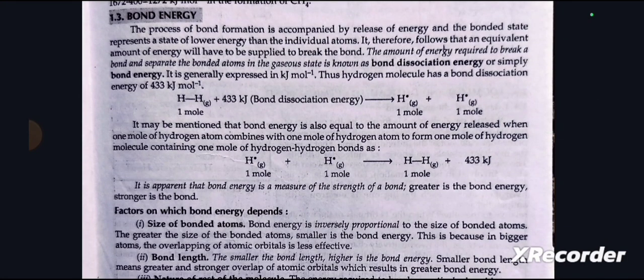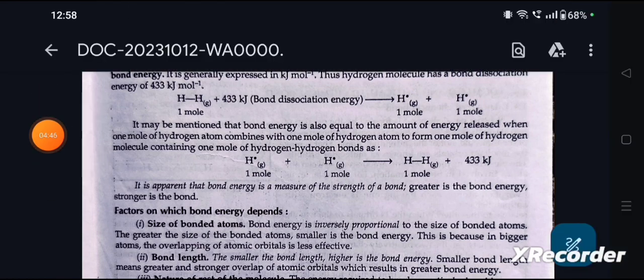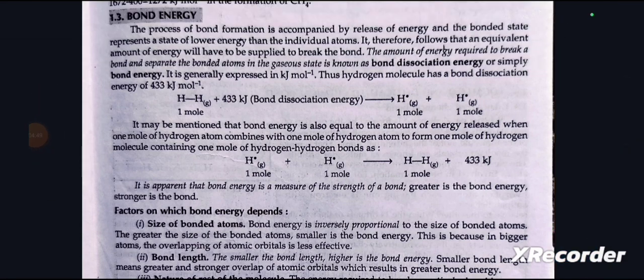Bond energy. The process of bond formation is accompanied by release of energy, and the bonded state represents a state of lower energy than the individual atoms. It therefore follows that an equivalent amount of energy will have to be supplied to break the bond. The amount of energy required to break a bond and separate the bonded atoms in the gaseous state is known as bond dissociation energy, or simply bond energy. It is generally expressed in kJ per mole. Thus, the hydrogen molecule has a bond dissociation energy of 433 kilojoule per mole.